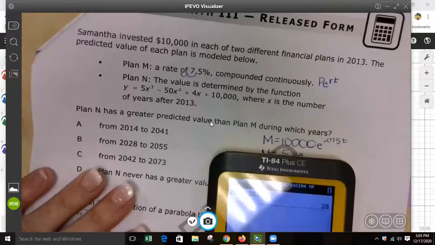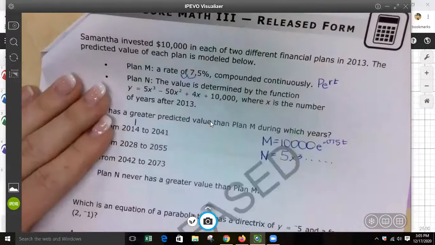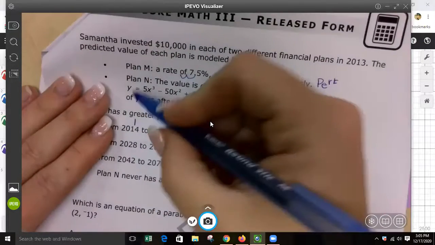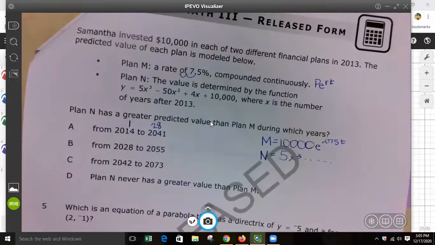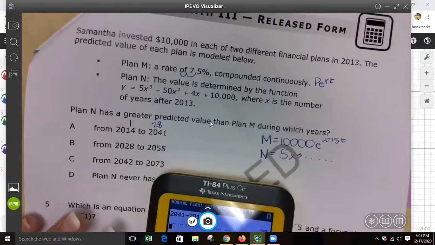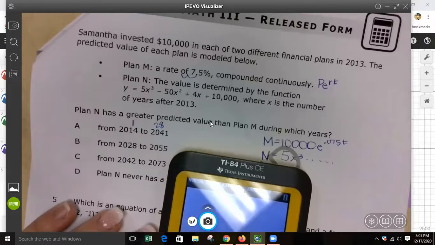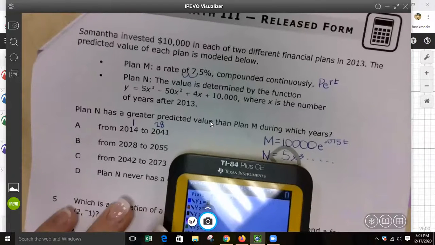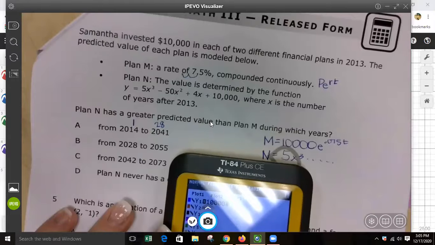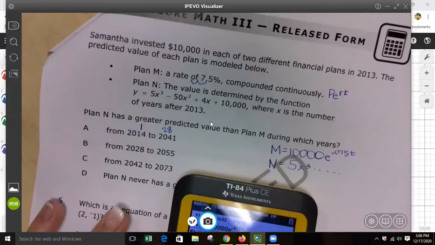Back to this. All right, let's just plug in from 1 to, what do we have? 28. So Plan N has a greater predicted value than Plan M during which years? Okay, so if we plug in 1 to 28, I'm trying to figure out how to do it where you guys can see it. Let me see if I can manipulate it on here. This might be something that I have to do a little bit later. And then 5x to the third. Nope, nope, nope.